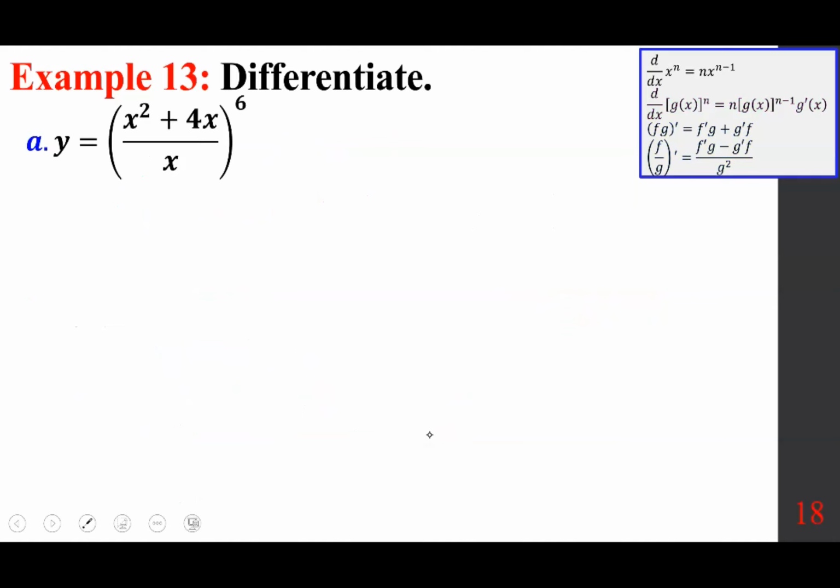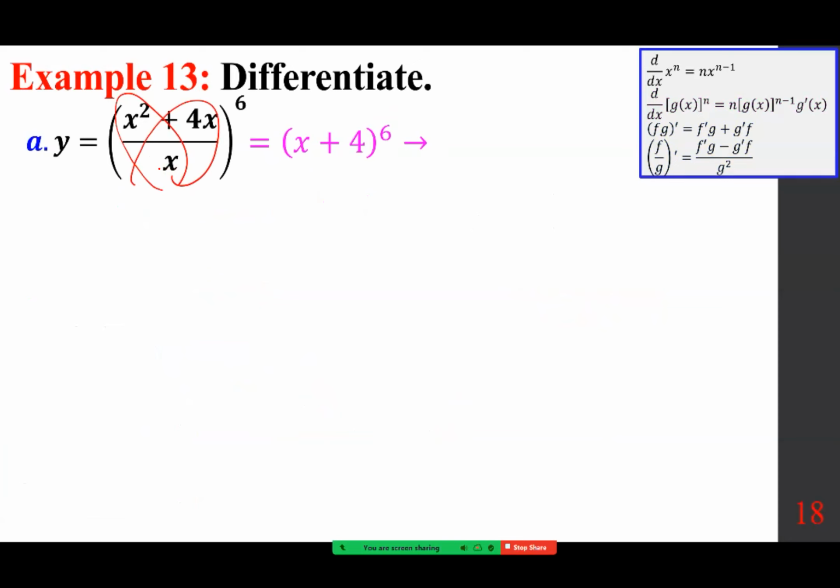What happens here? Well, anytime you have a fraction, you ask yourself, can I simplify? This is x, this is 4. Yes. And now we use 6 times x to the power 4 to the power 5 times 1. So in no time we have the derivative. So simplify first. Simplify first.